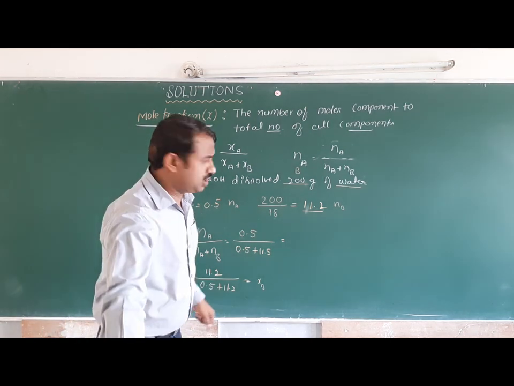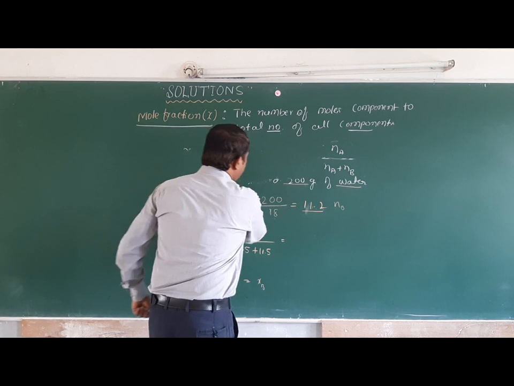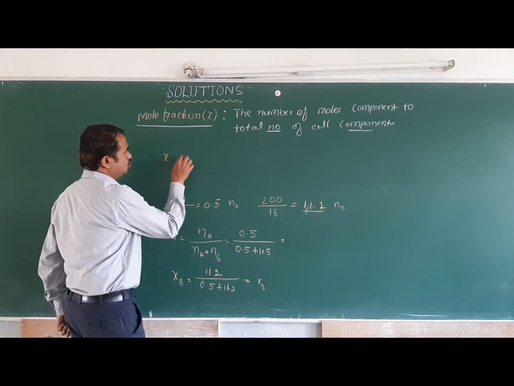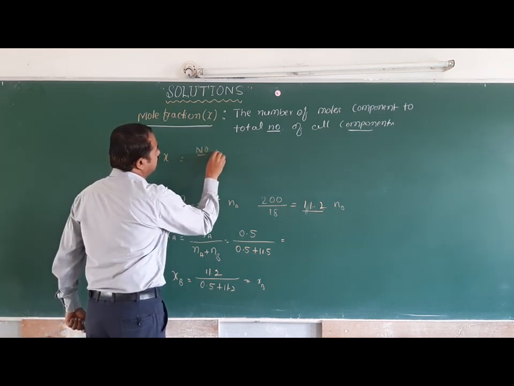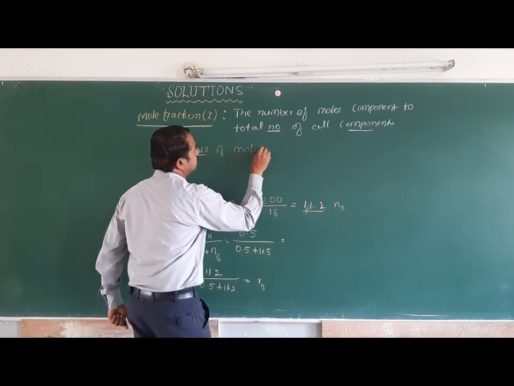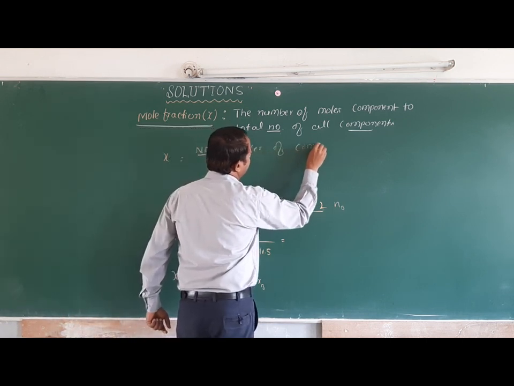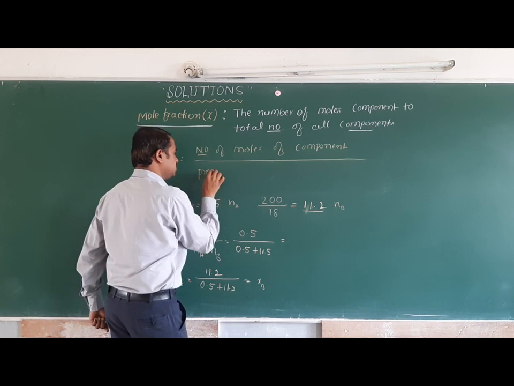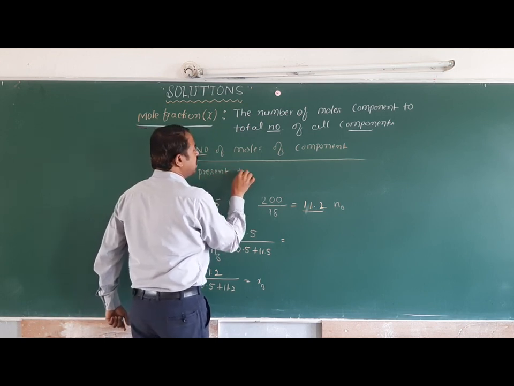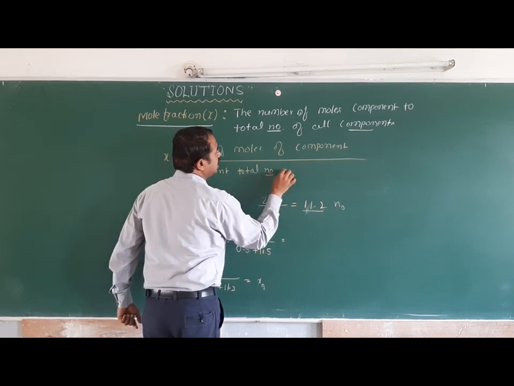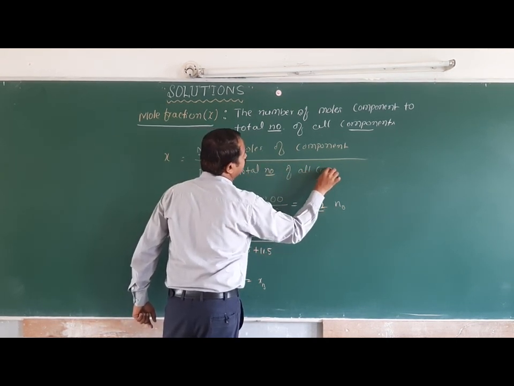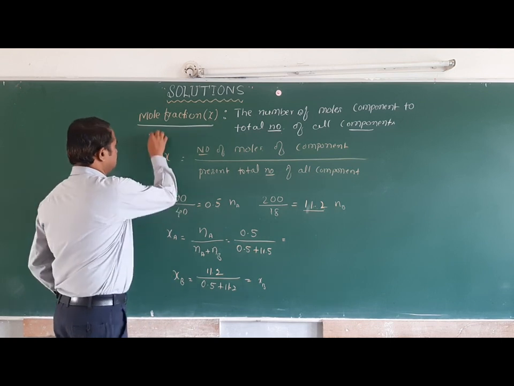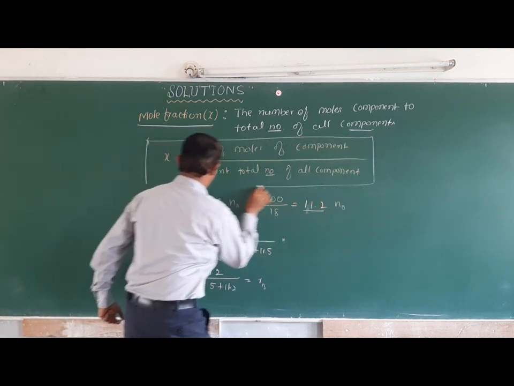The mole fraction formula: X equals the number of moles of a component present in the total number of moles of all components is called mole fraction. This is the formula of mole fraction.